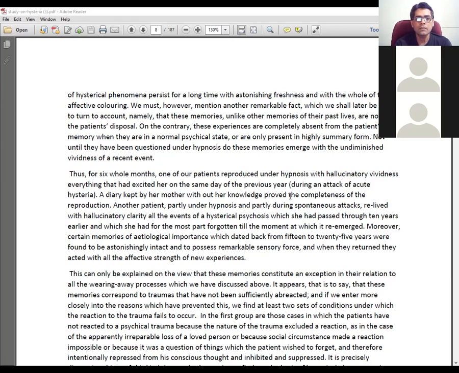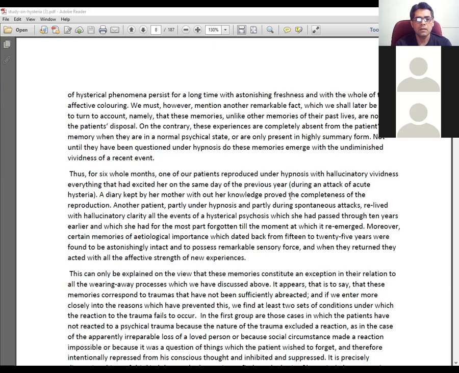Thus, for six whole months, one of our patients reproduced under hypnosis with hallucinatory vividness everything that had excited her on the same day of the previous year during an attack of acute hysteria. A diary kept by her mother without her knowledge proved the completeness of the reproduction. Another patient, partly under hypnosis and partly during spontaneous attacks, relived with hallucinatory clarity all the events of a hysterical psychosis, which she had passed through ten years earlier, and which she had for the most part forgotten till the moment at which it re-emerged.